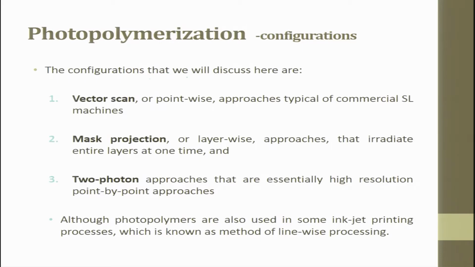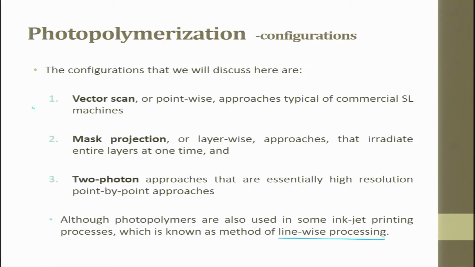The configurations that we will discuss here are vector scan or point-wise approaches, typical of commercial SL machines, and mask projection or layer-wise approaches that irradiate the entire layer at one time. We will see two-photon approaches that are essentially high resolution point-by-point approaches. Photopolymers are also used in some inkjet printing processes, which is known as the method of line-wise processing.